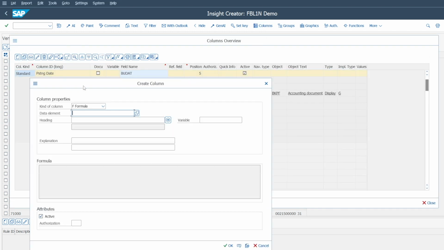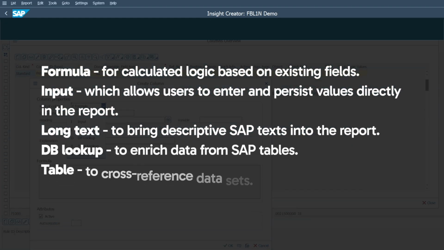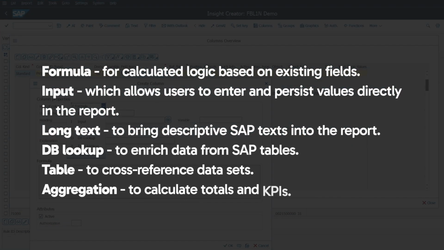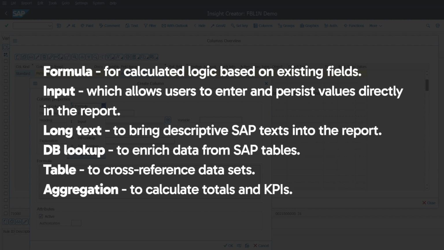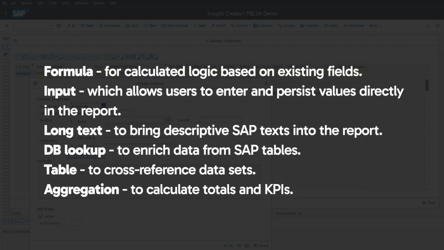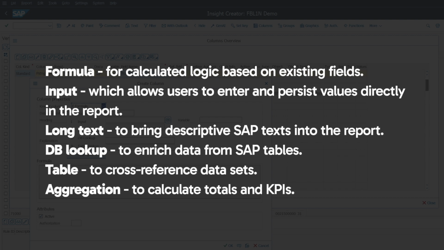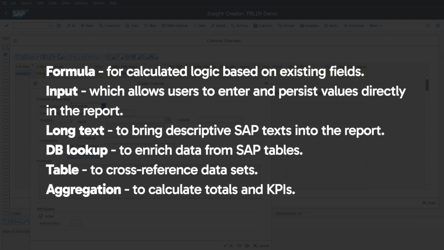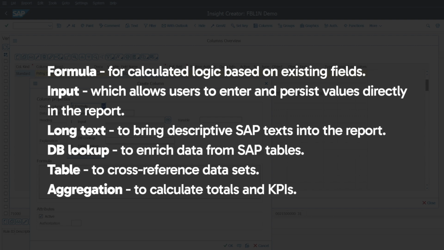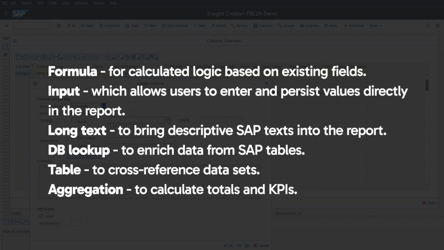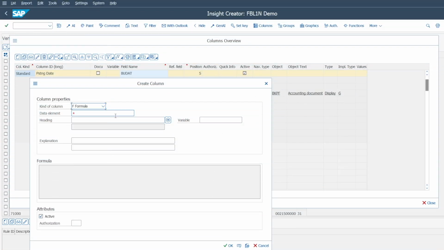Insight Creator supports several column types: Formula for calculated logic based on existing fields, Input, which allows users to enter and persist values directly in the report, Long Text to bring descriptive SAP texts into the report, DB Lookup to enrich data from SAP tables, Table to cross-reference data sets, and Aggregation to calculate totals and KPIs. For this example, I'll continue with the Formula column.